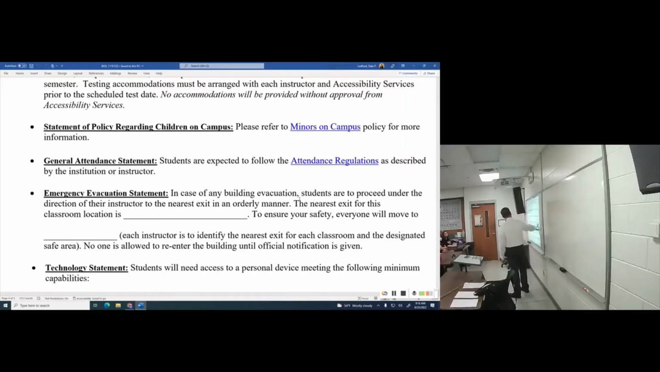The emergency evacuation. If we're in this building and they make us evacuate to a safe zone, we go out this door. Our first best route is to the left and go out that way. If for some reason we can't, we'll make a right and go out the door down there in front of the science office. Then we have to go towards where the tennis courts are. If you don't know where the tennis courts are, it's behind the tech building.